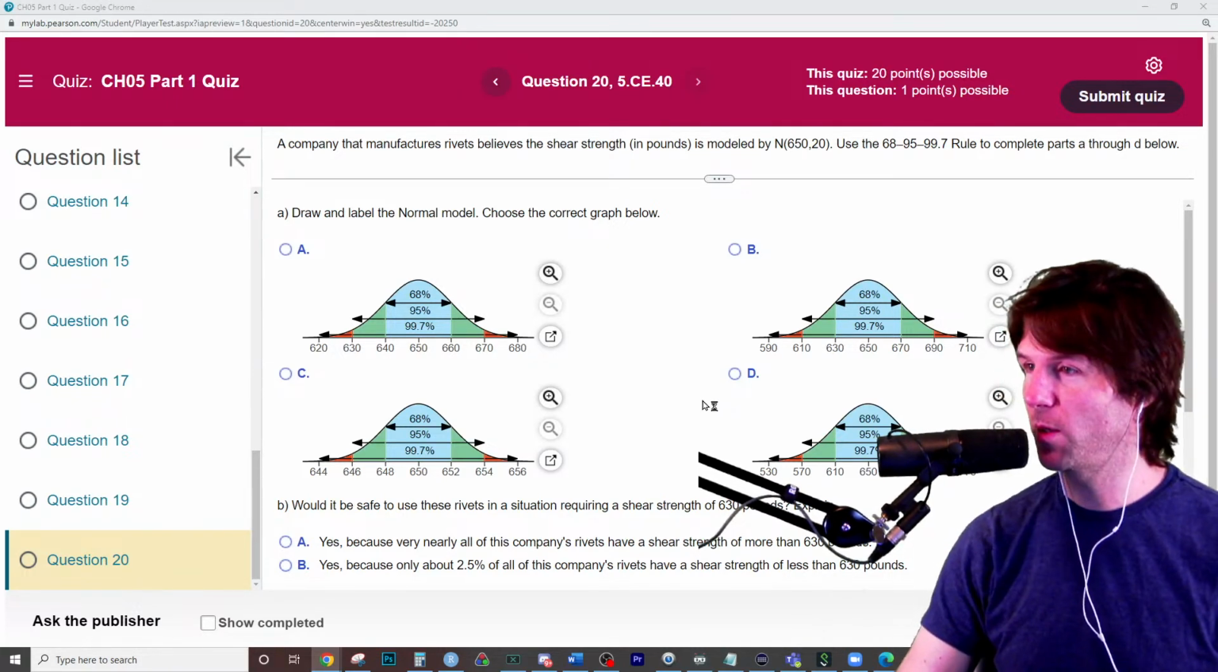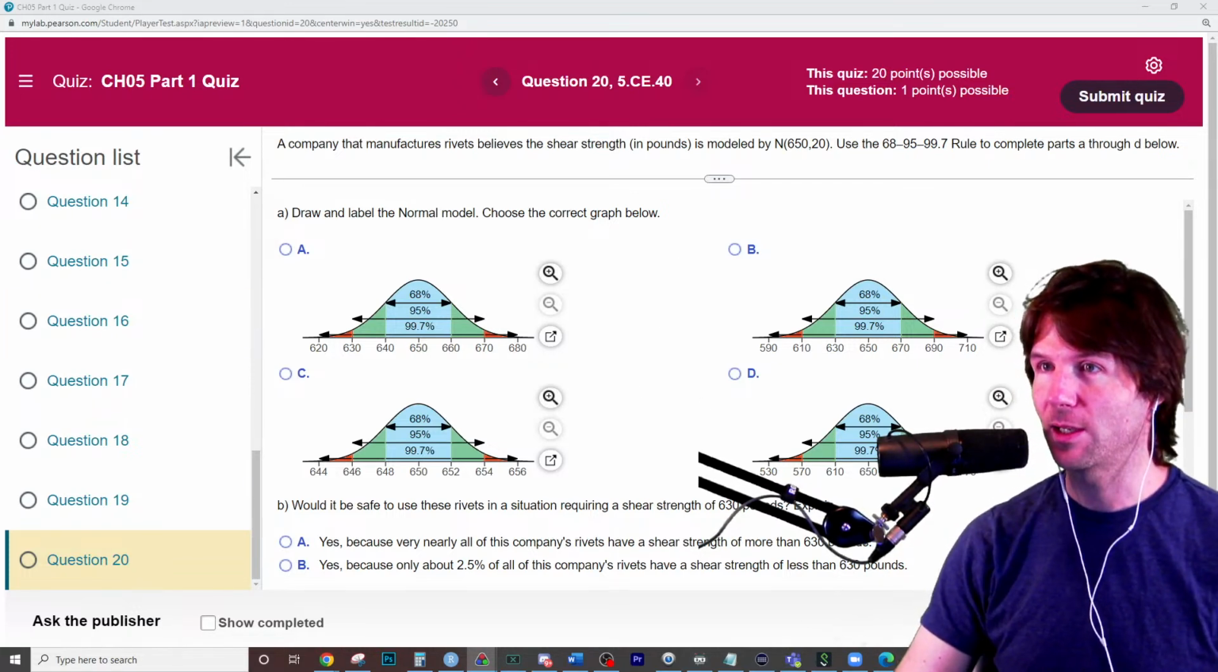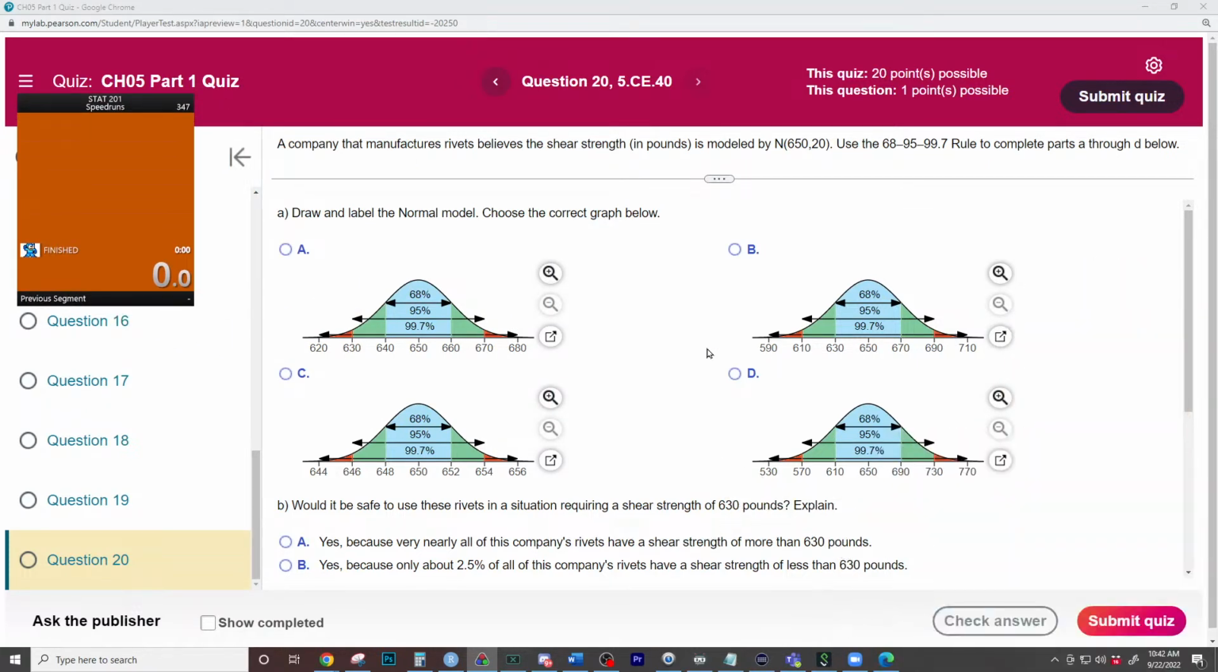So here we are, speed running the question, getting it right. Can we do it as quick as possible? Speed run on the clock. Let's make it happen. 3, 2, 1, let's go. Standard deviation is 20. Find the graphic with the standard deviation of 20.